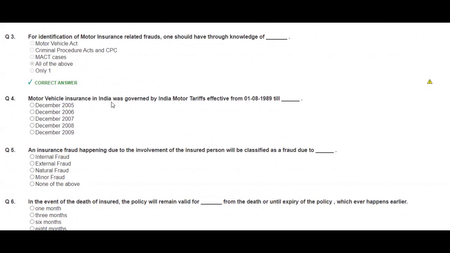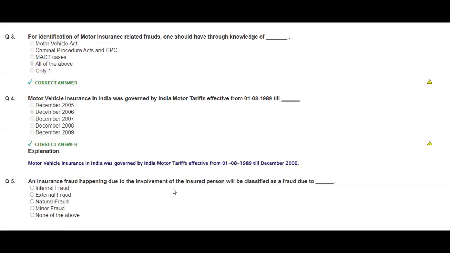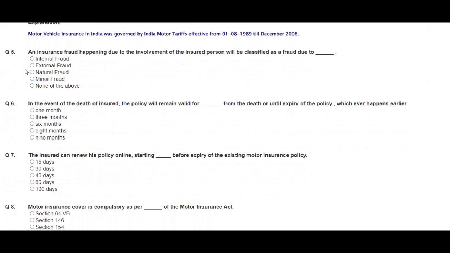Motor vehicle insurance in India was governed by the Indian Motor Tariff, effective from 1/8/1989 till December 2016. An insurance fraud happening due to the involvement of an insured person will be classified as a fraud due to.